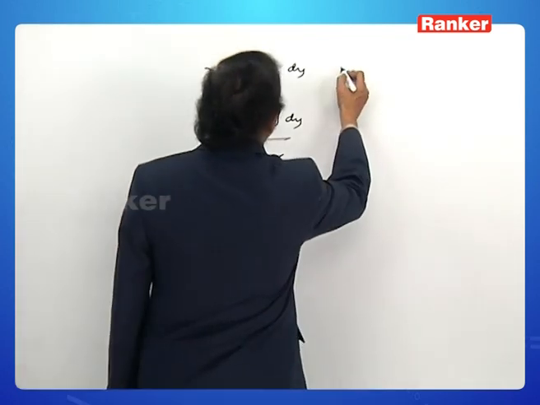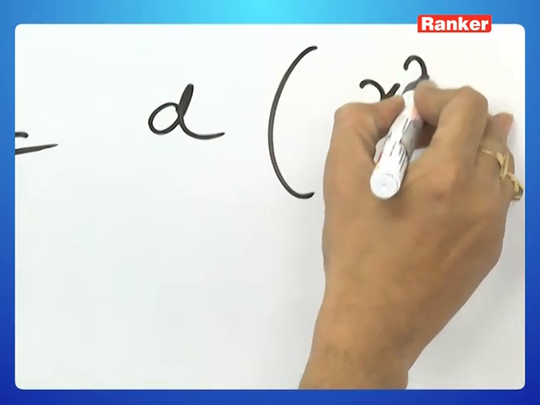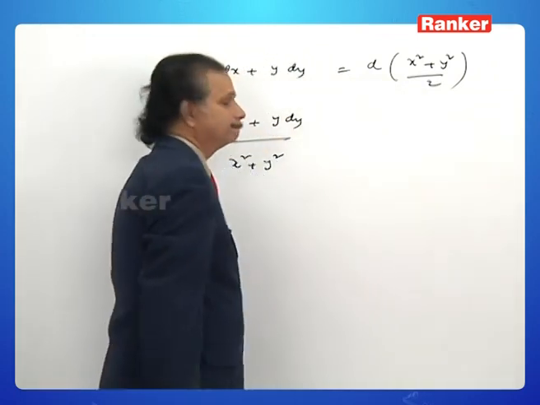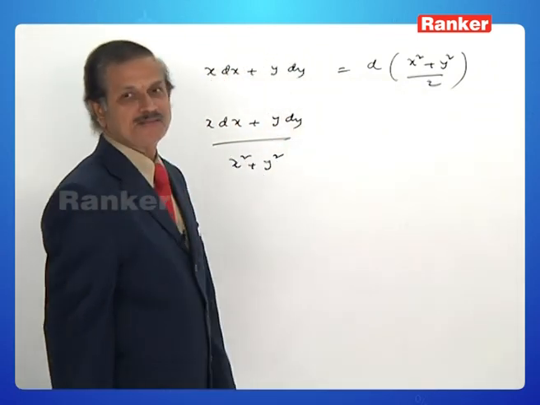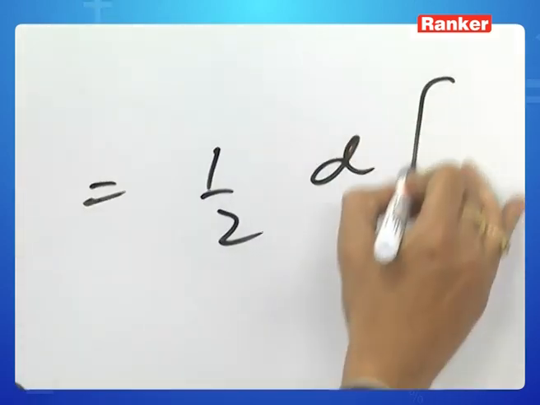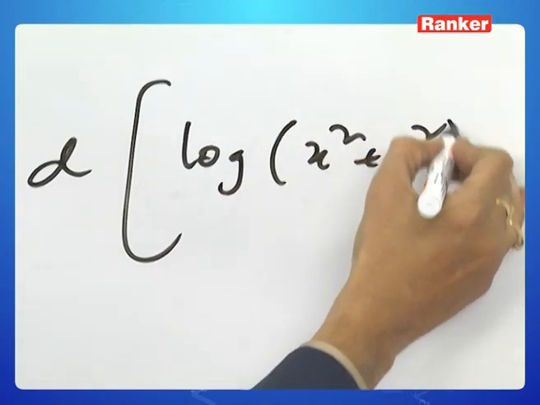What is this x dx plus y dy? It is d of x square by 2 plus y square by 2. What is this x dx plus y dy by x square plus y square? This is half into d of log of x square plus y square.